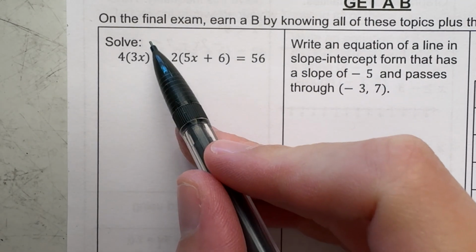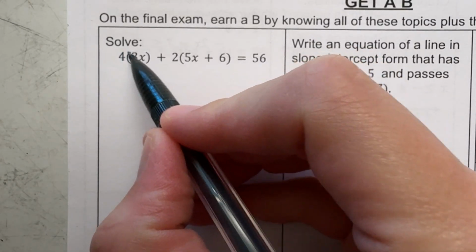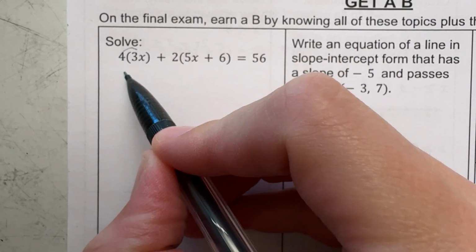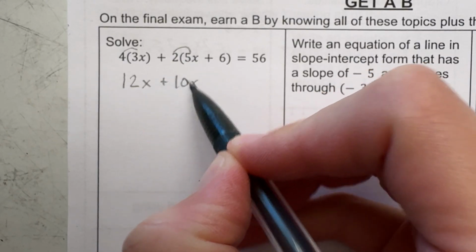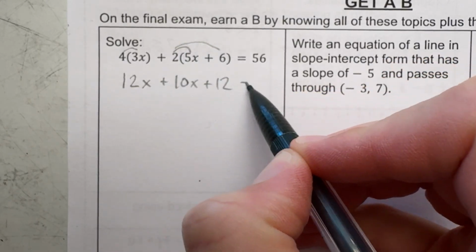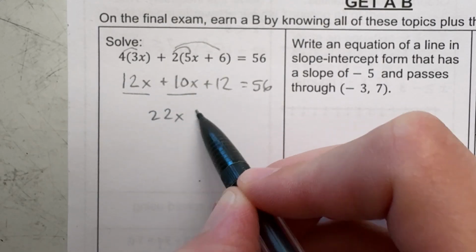Here we are just asked to solve an equation, so I notice there are parentheses, so right away I'm going to just multiply. This is just 4 times 3x, right? There's nothing to distribute, I'm just multiplying. Then this is 2 times 5x, 2 times 6. Okay, I'm combining my like terms.